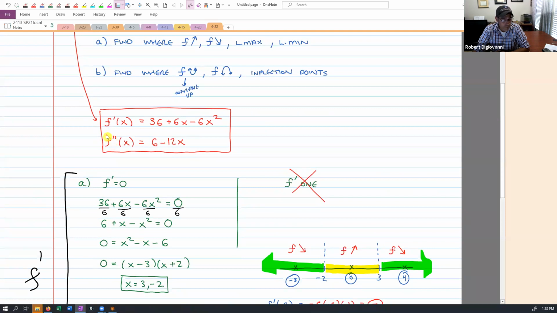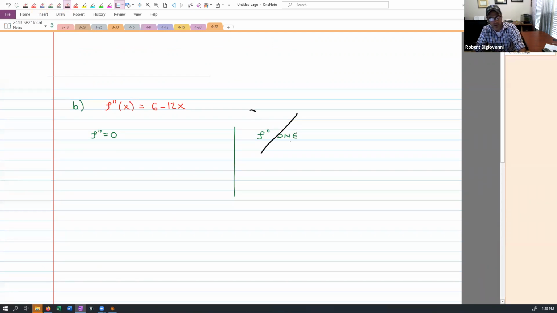So now what I'm going to do is everything I just did, but with the second derivative. Okay, so this is the new stuff for today. For part B, we want to take a look at the second derivative, and we want to know where the second derivative is equal to 0, and where the second derivative doesn't exist. Let me take care of the easy part first. It's never not going to exist because the second derivative is a polynomial function, right? It's a line, actually. So there's nothing I can plug in that's going to cause a problem.